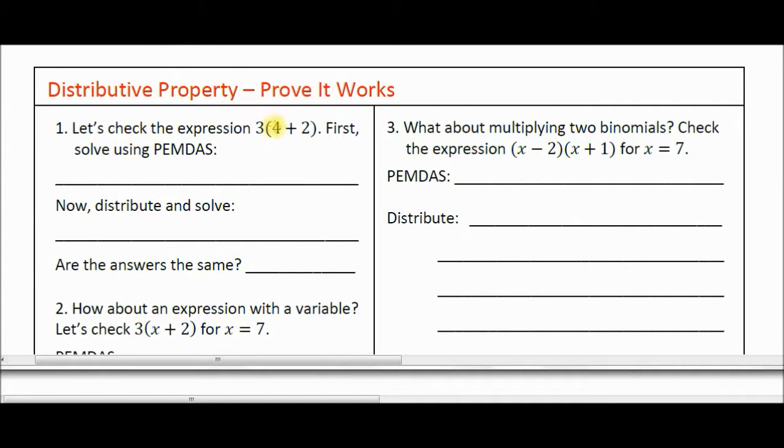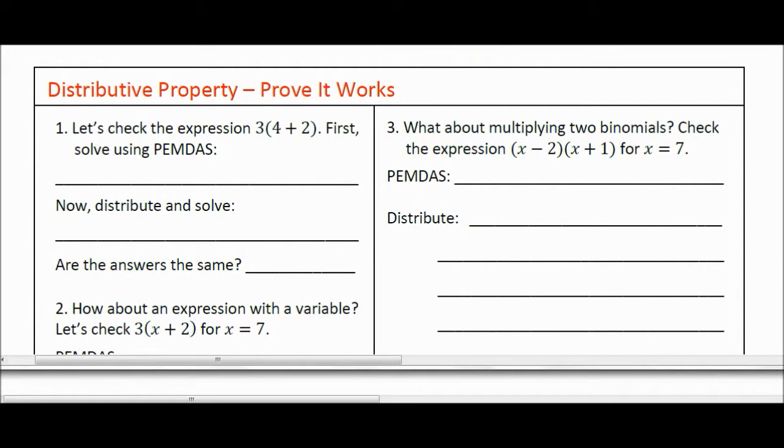This video is going to guide you through filling out the top flap of section number 2 in your flipbook titled Unit 2 Polynomials. Again, this is the top flap of section number 2, and the title of this section is Distributive Property, Prove It Works.